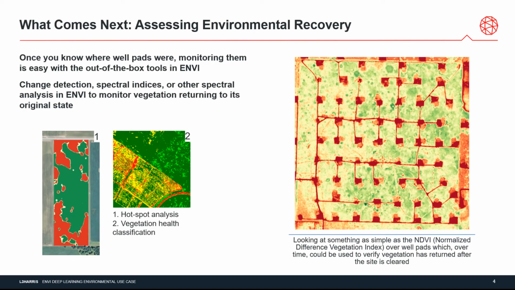The image on the right shows a false color representation of a spectral index over a subset of the image we just showed. The colors, from red to green, show areas of no vegetation or unhealthy vegetation to places where the vegetation is present and potentially healthy. Here we can easily see that there is no vegetation over well pads, and this would serve as a great baseline to monitor the land reclamation process.